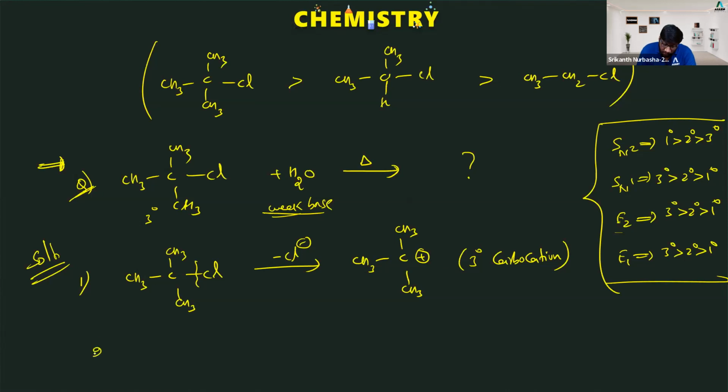Now water comes into the picture. Water acts as a base. So CH3, CH2, C, CH3, CH3, positive charge. Water now acts as a base. The lone pair of electrons on oxygen picks up the proton. The C-H electron density comes into the ring.